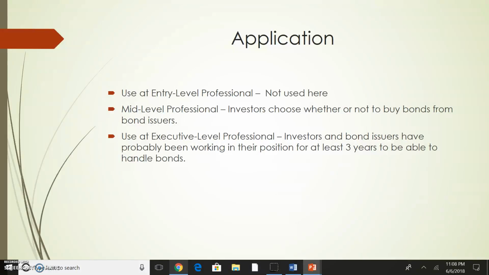Application. Now, use at the entry level, professional level is probably not going to be used here just because bonds are something serious to be taken care of, and I'm pretty sure that they're not going to let somebody come in and take over that just because of the issues or risks that can come from somebody not doing it correctly. So I would say that bonds are going to be typically used in the mid-level professional and executive level professional area. So investors are going to choose whether or not to buy those bonds from bond issuers.